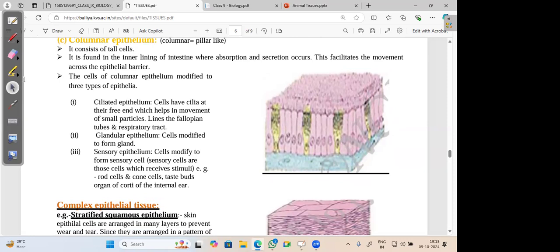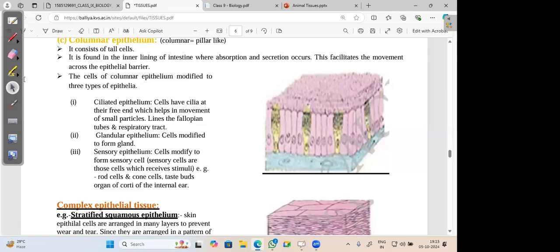It consists of tall cells. All the columnar cells consist of tall cells here. So they are pillar-like. When they are present in the intestine, they perform the function of absorption. The nutrients of the food are absorbed with these epithelial cells. And over there, they have the presence of cilia. Right? So they perform their function of absorption of the nutrients from the food.